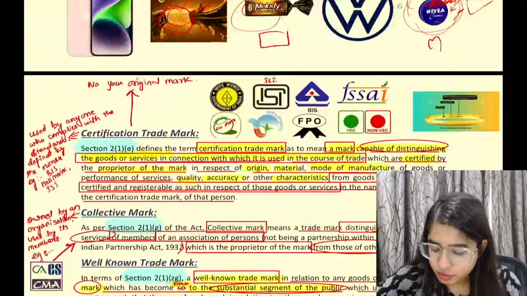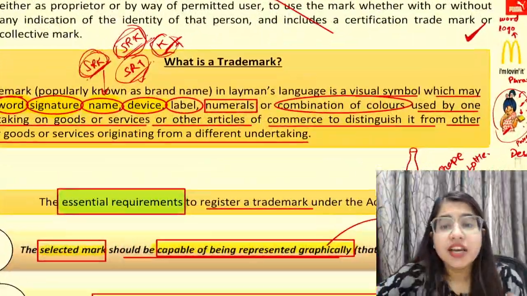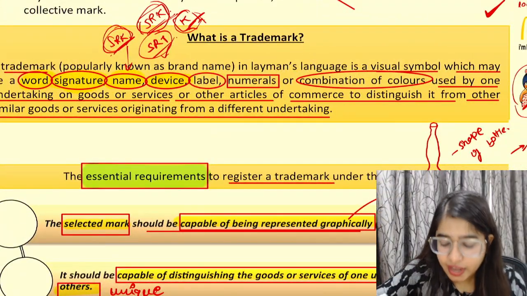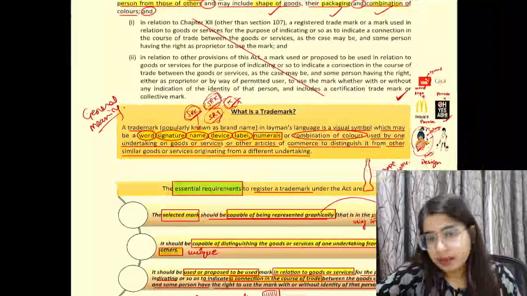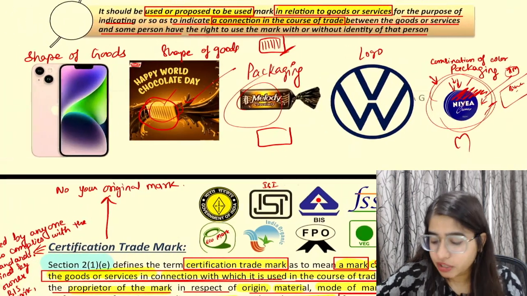So any device also you can register as a trademark, of course. Any label means anything written in numbers or in letters, even numerals can also be the trademark.